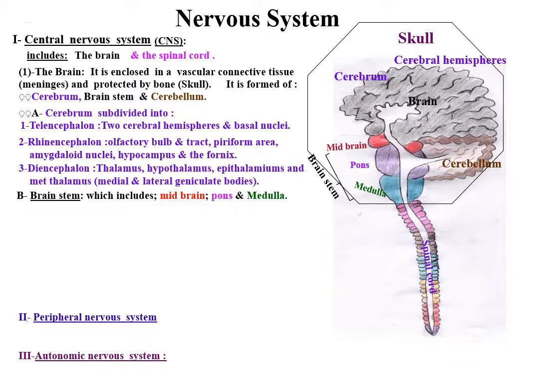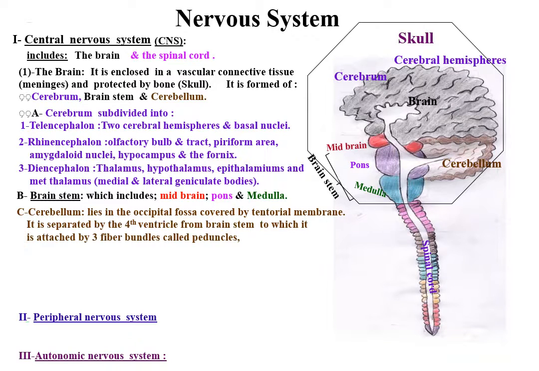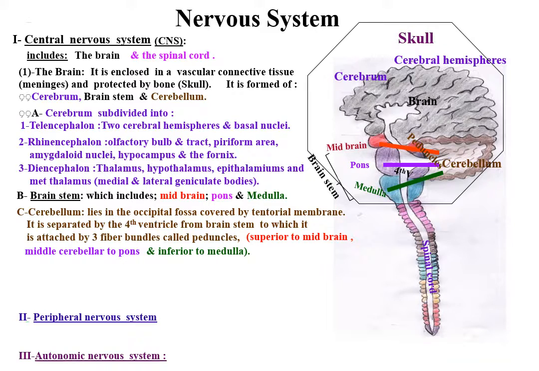Cerebellum lies in the occipital fossa. It is covered by tentorial membrane. It is separated by the cavity of the fourth ventricle from the brain stem, to which it is attached by three fiber bundles called peduncles. It is attached to the midbrain by the superior cerebellar peduncle, to the pons by the middle cerebellar peduncle, and to the medulla by the inferior cerebellar peduncle.